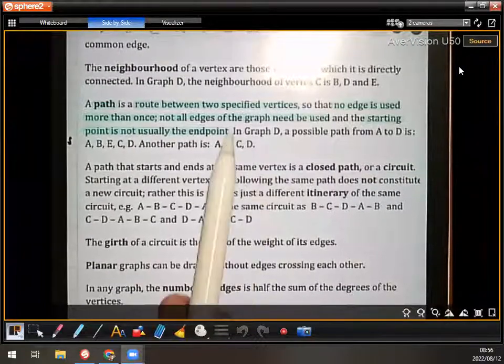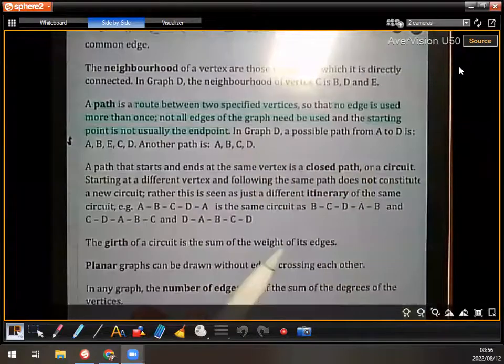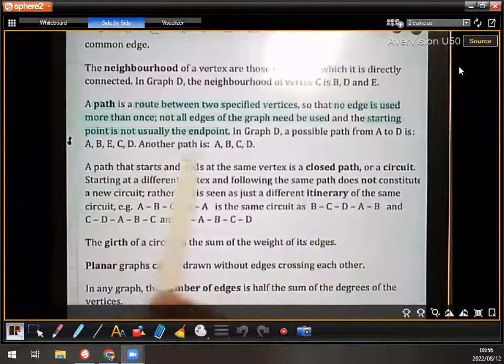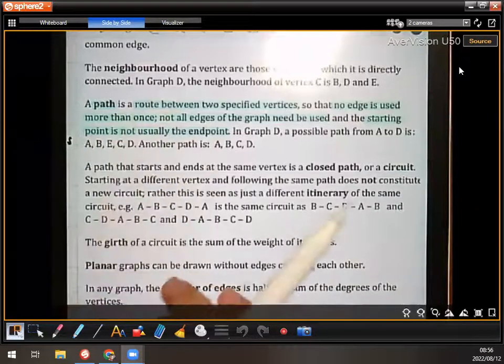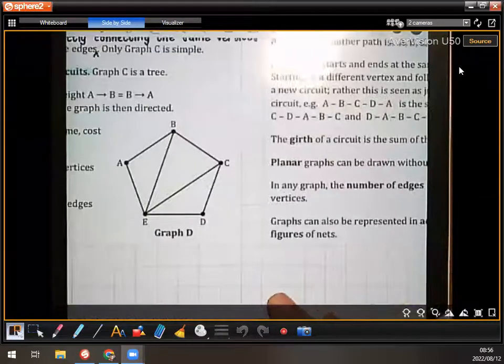So what are they saying here? In graph D, a possible path from A to B. Have you guys copied down that? Those of you that are copying that down, let's quickly look at graph D.